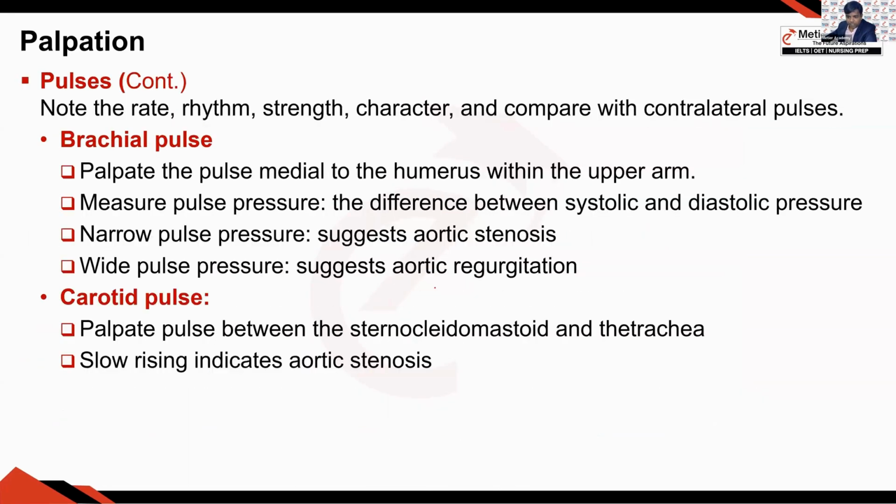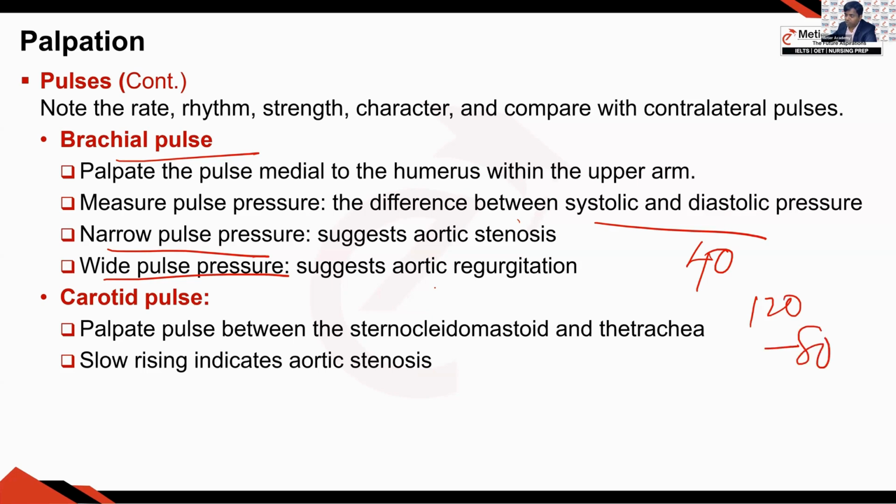In cardiovascular assessment, brachial pulse is important. So we may be studying about narrow pulse pressure and wide pulse pressure. Direct question: what is pulse pressure? You know that it is the difference between the systolic and diastolic pressure. The normal pulse pressure is 40, because 120 minus 80 is 40.